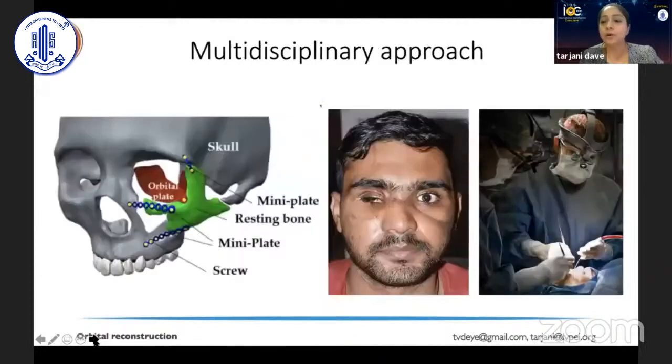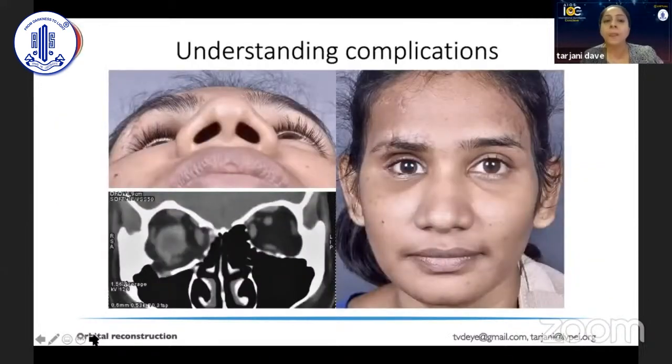The seventh point I wanted to highlight was the need for a multidisciplinary approach, especially for a patient like this, who would also require a rhinoplasty. And sometimes for those who have a frontal bone fracture, you might even need to work in sync with a neurosurgeon rather than working in silo.